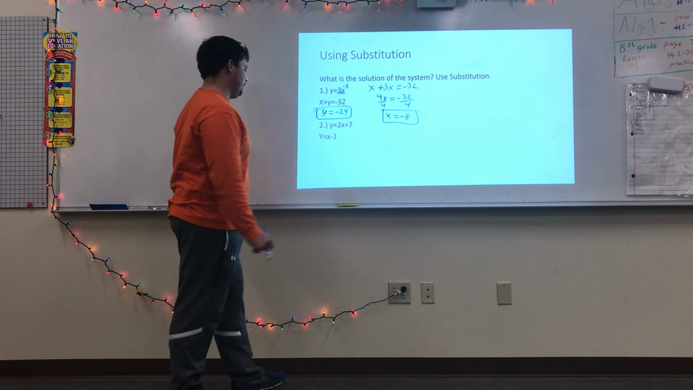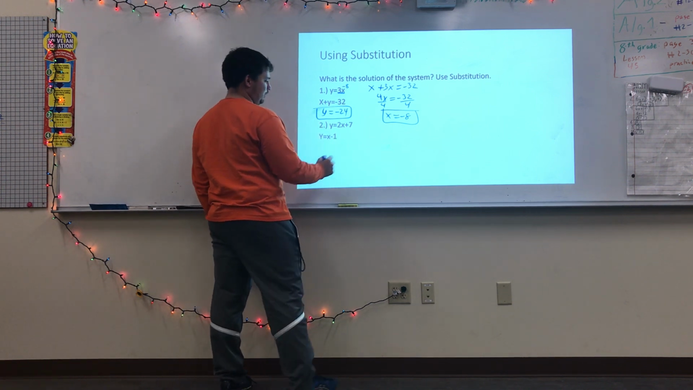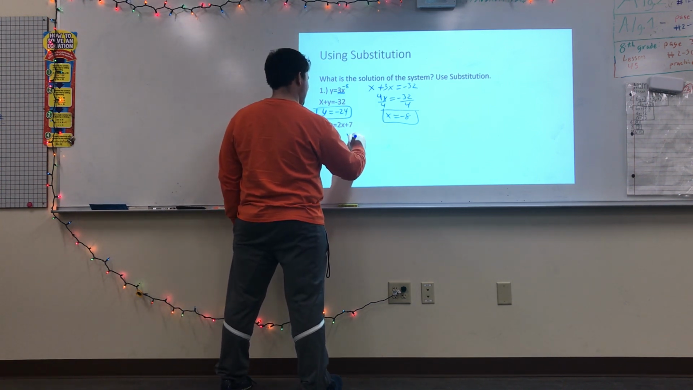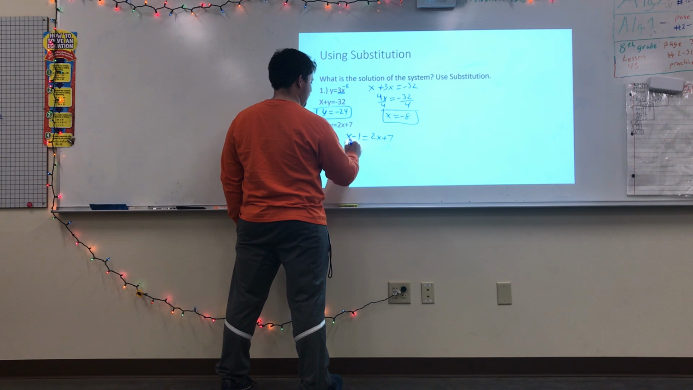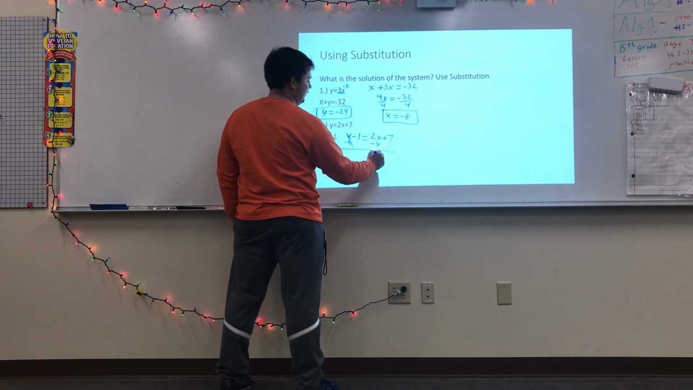Alright, now on this one we have to sub it. Both of these are equal to y. So we're going to end up with x minus 1 equals 2x plus 7. I'm going to subtract x from this side. What I do to one side, I must do to the other. Gone. And this will give me x.